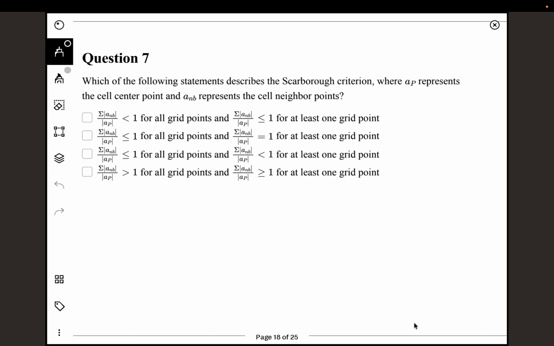Which of the following statements describes the Scarborough criteria? Again, this we already discussed. We need diagonal dominance. So it should be less than or equal to 1 for all the grid points, and for at least one grid point, it has to be less than 1. Otherwise, the rank will become less than the dimension and then it will have multiple solutions. So then we have to add one more equation to that system somehow. That additional equation will come from the physics of the problem, which we will see next week. One trick to do that for a certain class of fluid problems.